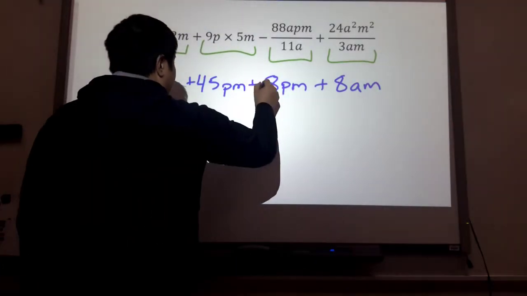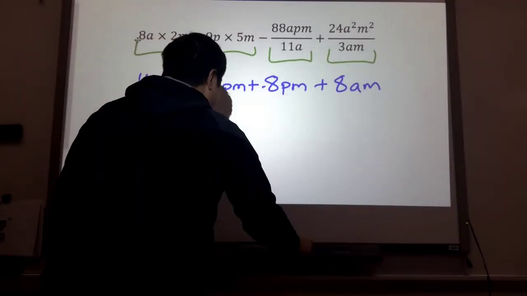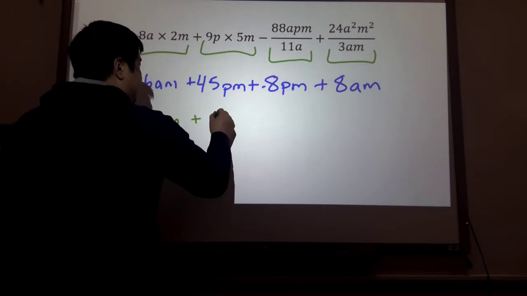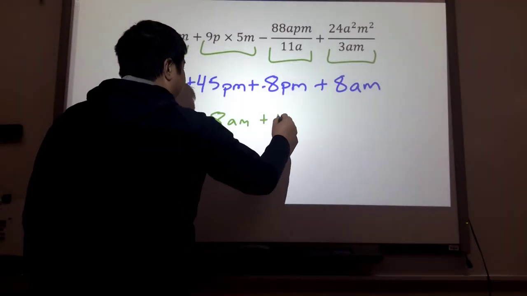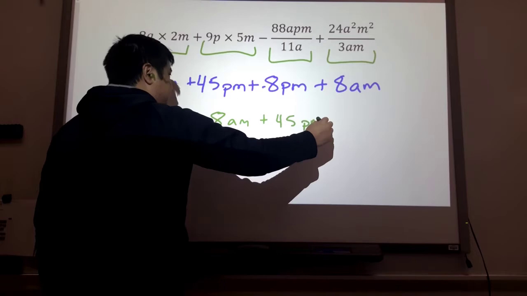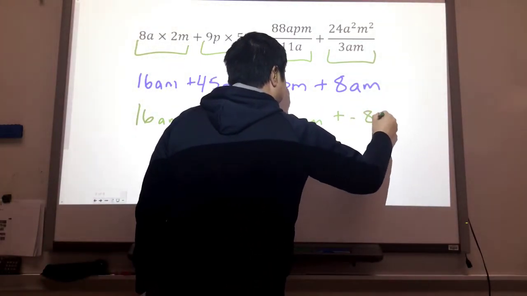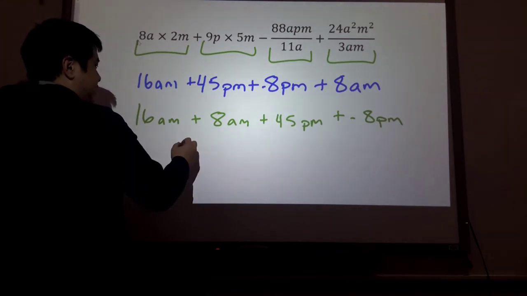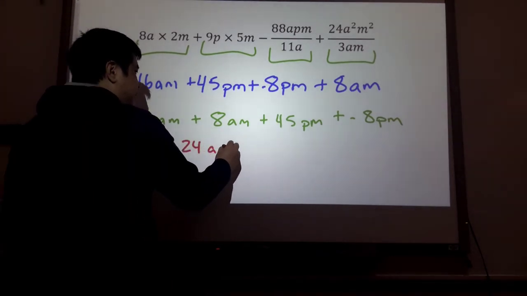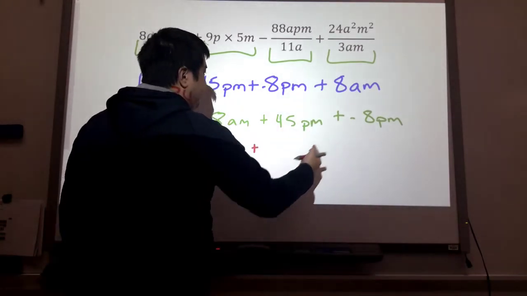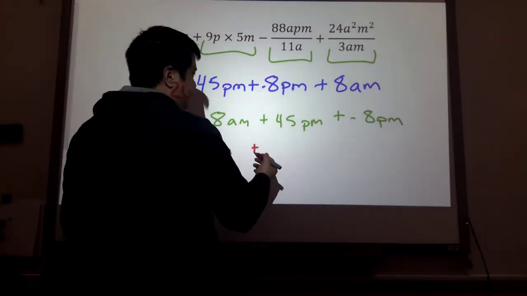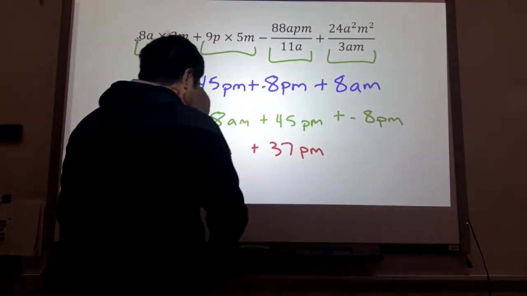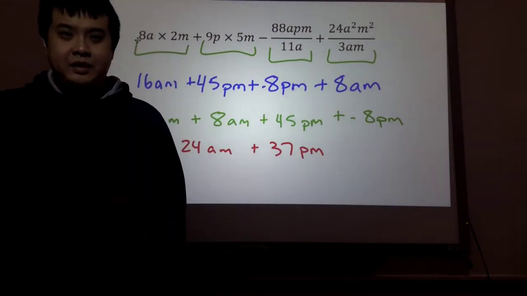I'm going to change this to addition of the opposite, and then move like terms next to each other. We have 16am plus 8am plus 45pm plus negative 8pm. And once we combine like terms, 16 plus 8 is 24am plus, and here 45 plus negative 8 is going to get us 37pm. And that is our simplified expression.